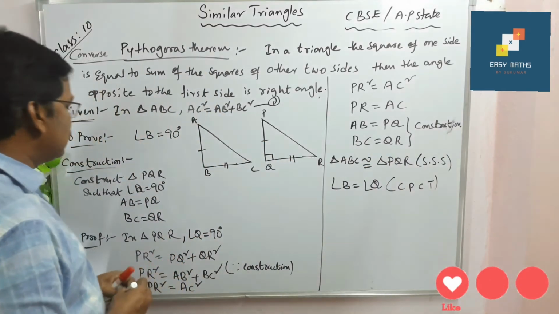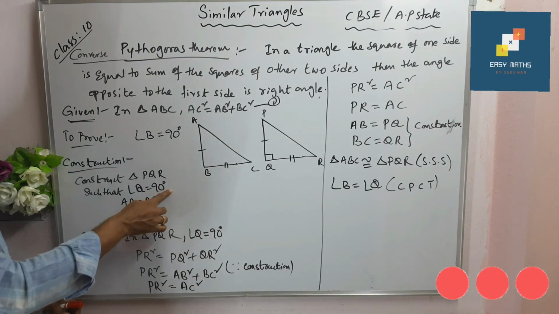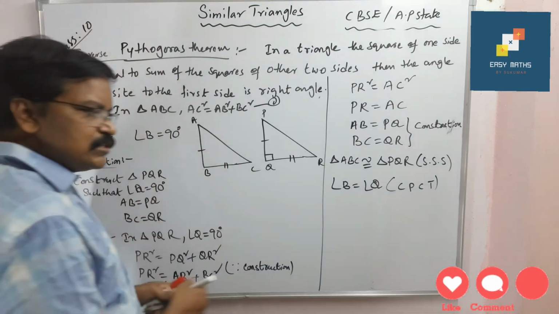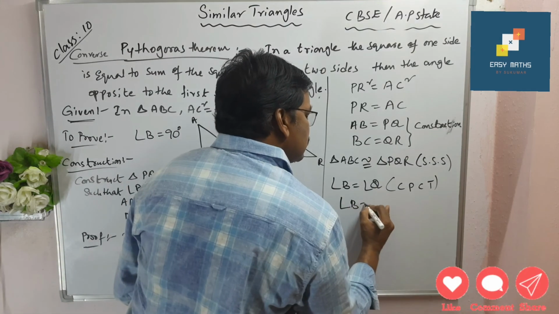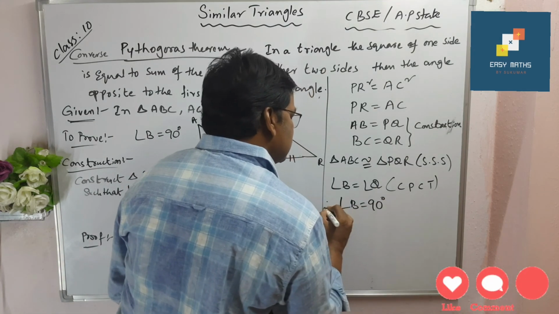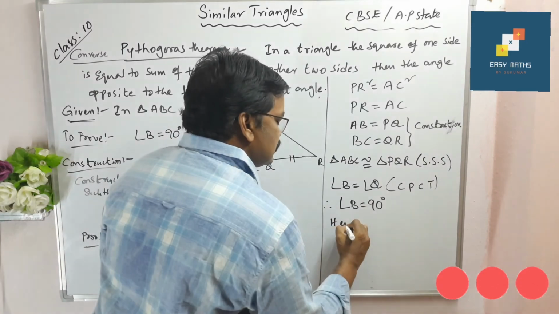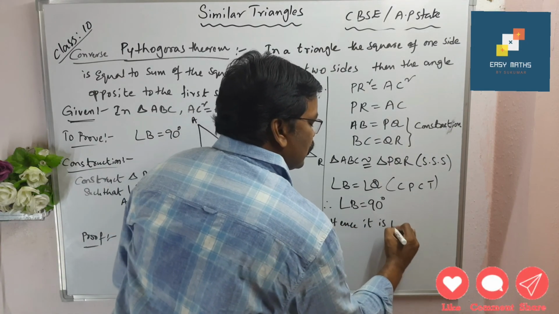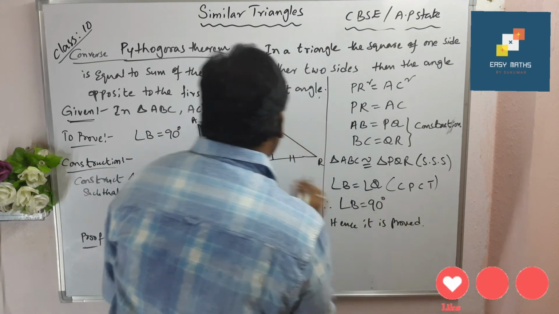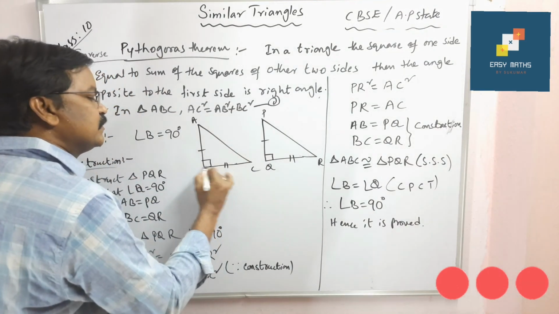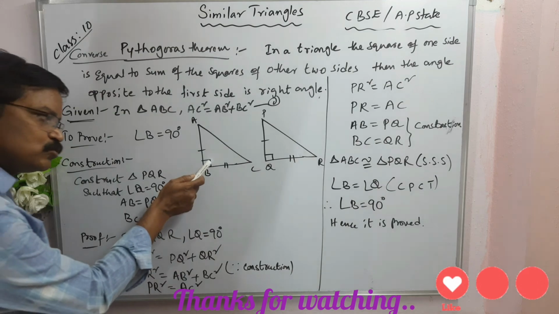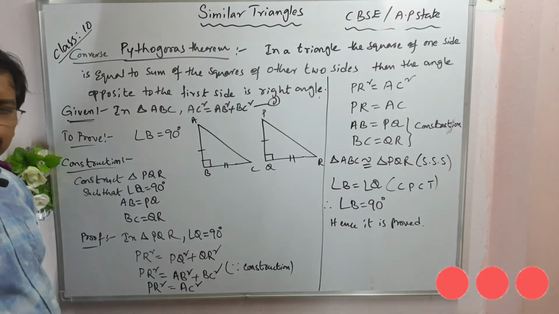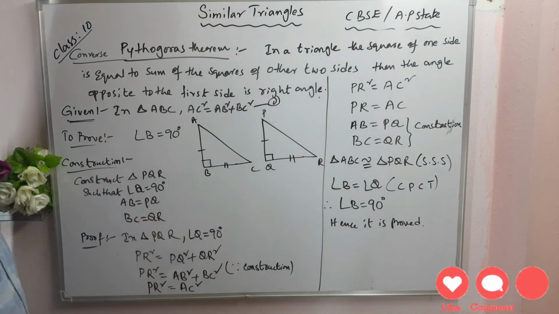See, my dear students, what is angle Q? According to the construction, angle Q is 90 degrees. Therefore, angle B is also 90 degrees. Hence, it is proved. Now, what is the name of the triangle ABC, my dear students? Right angle triangle. Why is it a right angle? Since one angle is 90 degrees. So, this is the proof of the converse.